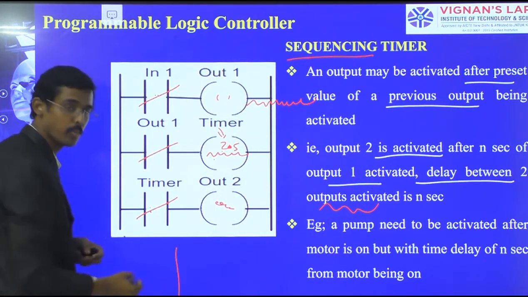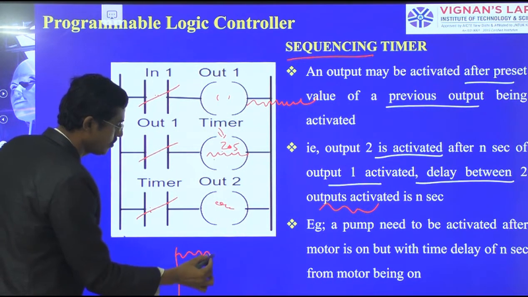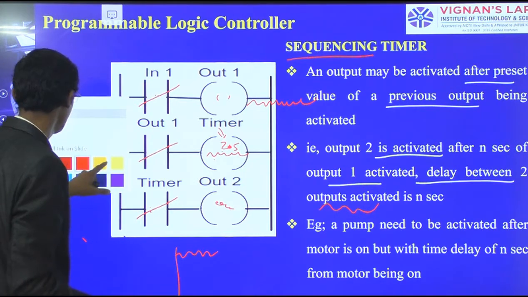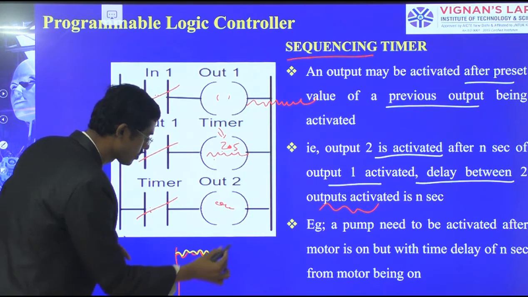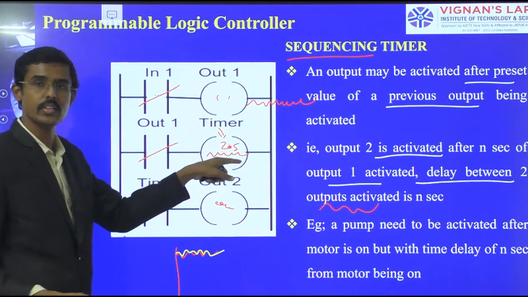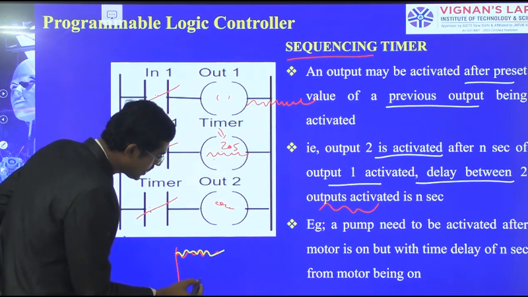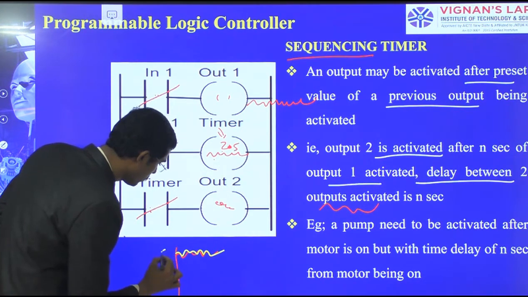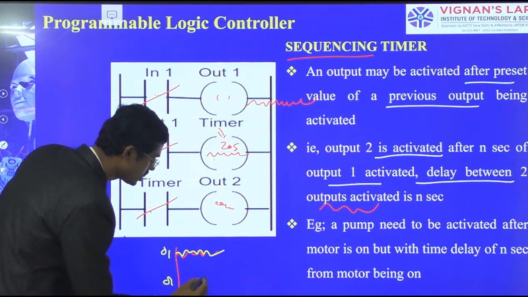This is the initial point. This started running. This started running here. So this started running. Now after the 20th second, we are going to start the output. This is output 1. This is output 2. This started to run here.